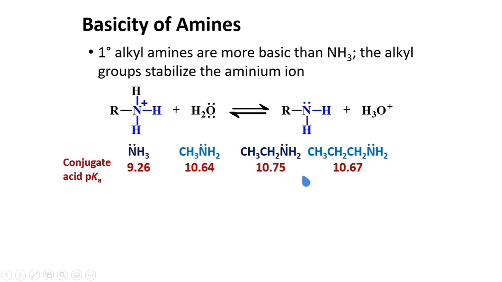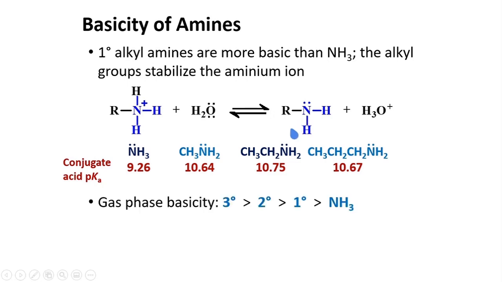Now, it is reasonable to think that if you have 2 alkyl groups attached to the nitrogen, then this aminium ion will become more stable. Thus, you would expect that this amine will become more basic if it's secondary. Thus, in a general sense, in the gas phase, the tertiary alkyl amine is the most basic, followed by the secondary, then the primary, and then ammonia.